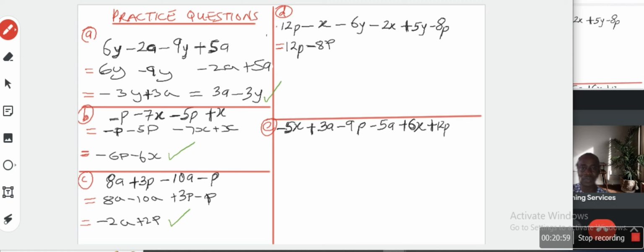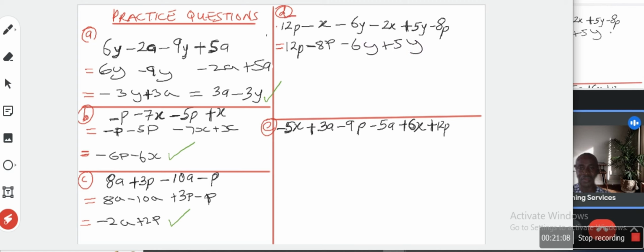You've collected the ones in P. Collect the other ones in other letters. Okay, we want to start with Y. So you've collected the ones in P, 12P and minus 8P, the ones in Y, minus 6Y plus 5Y, the ones in X, minus X and minus 2X. Interesting. So we have them collected in their like terms. Okay, so let's start simplifying.